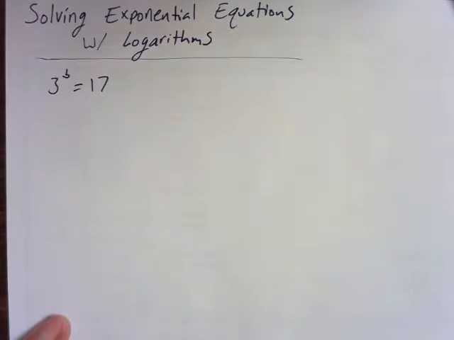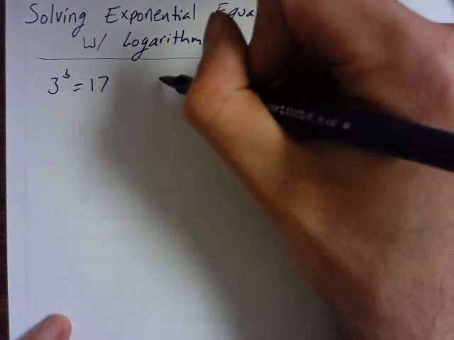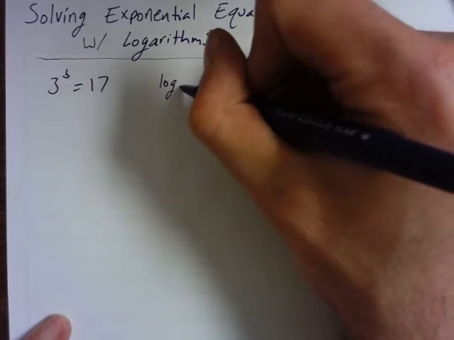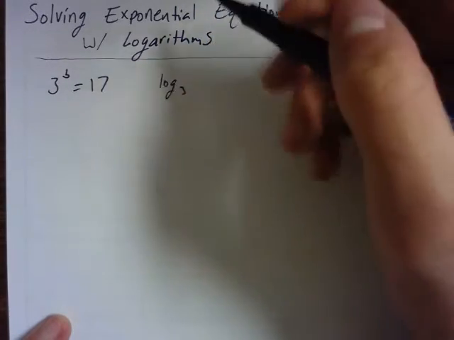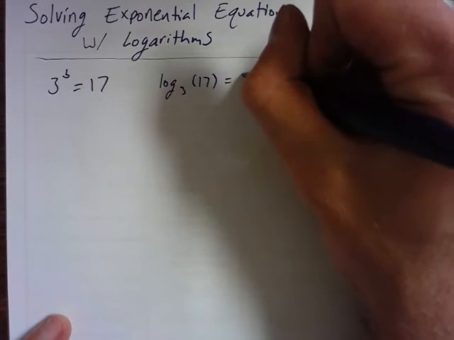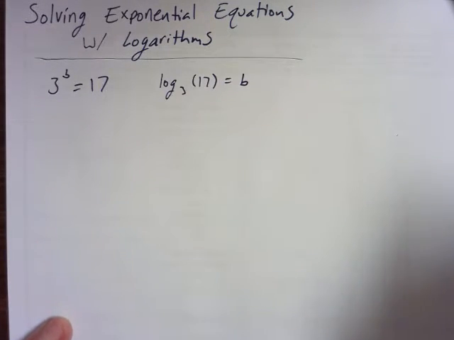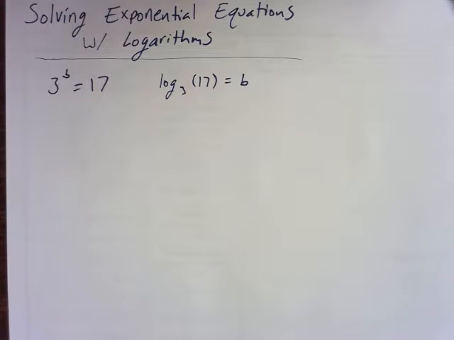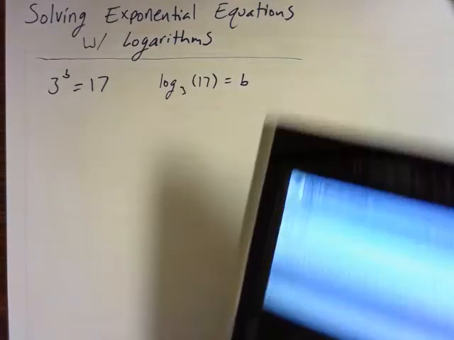Okay, and usually I can write this in a log and just say log base of 3 of my answer, which in this case is 17, equals b. And I can't really think of a whole number. 3 squared is 9, 3 cubed is 27. So it's going to be a decimal between 2 and 3, and I can solve that on my calculator.